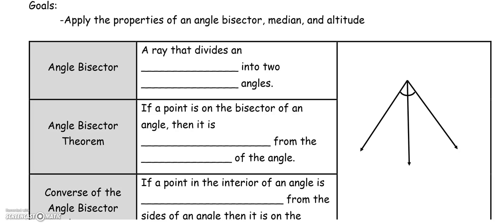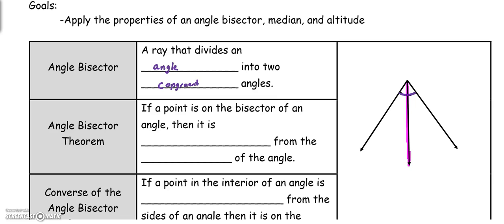This video is about properties of angle bisectors, medians, and altitudes. So an angle bisector is something we've seen before. Remember that an angle bisector is a ray that divides an angle into two congruent angles. So in this case, we have two congruent angles marked here. So the ray that's in between the sides of my angle, down the middle, would be my angle bisector.